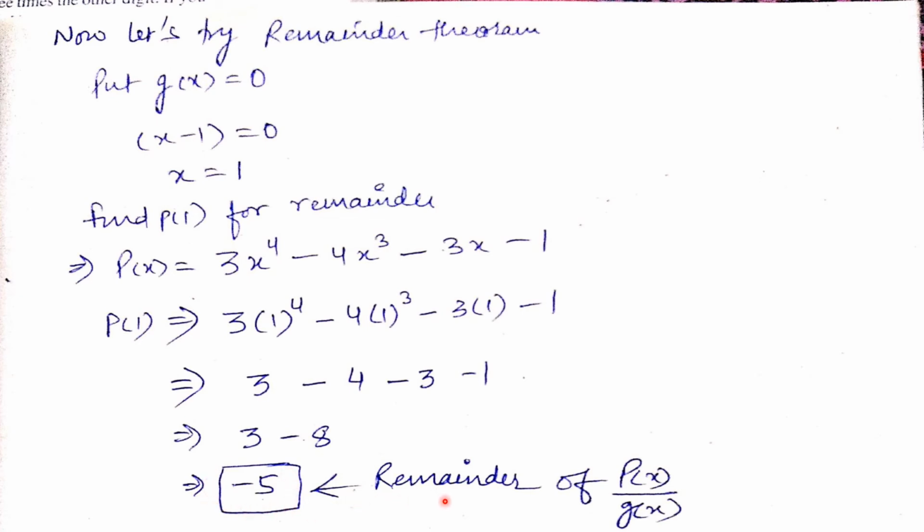You can see I have found the remainder of Px upon Gx just by placing x equal to 1. So this is the easy method. This is what we call remainder theorem. In the last division, we did complete division to find the remainder. Here we just use a simple trick to find the remainder. Let's see some more examples.